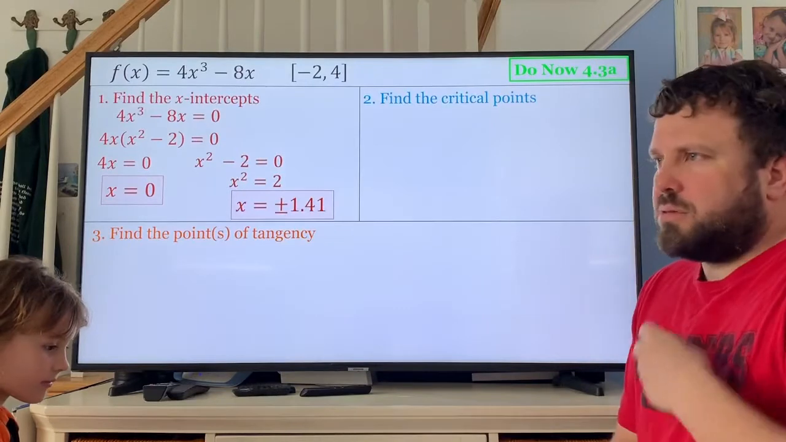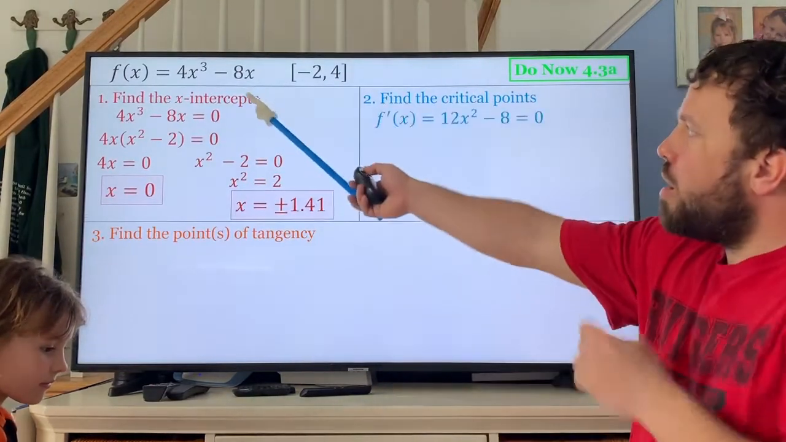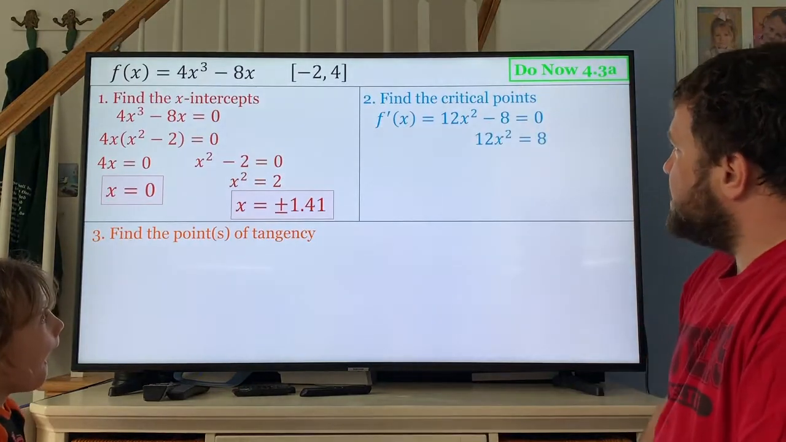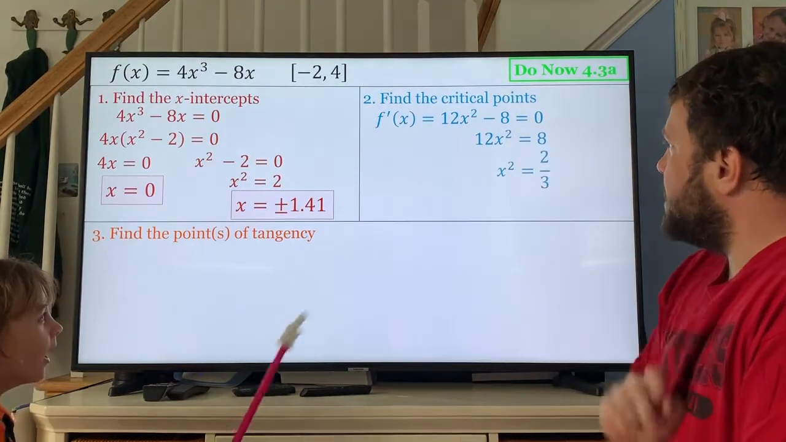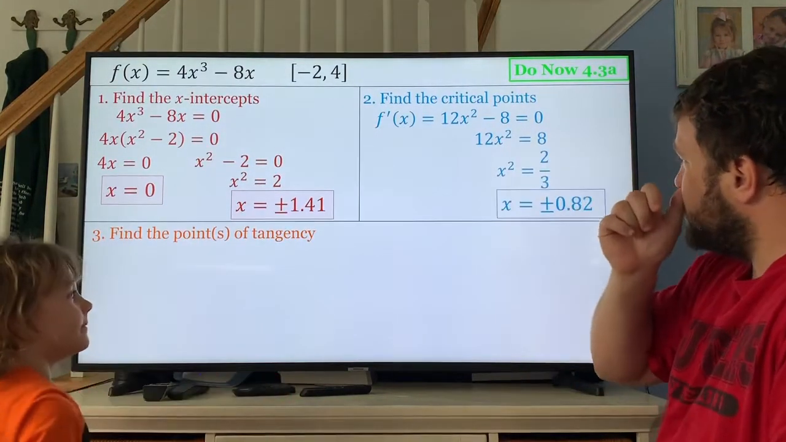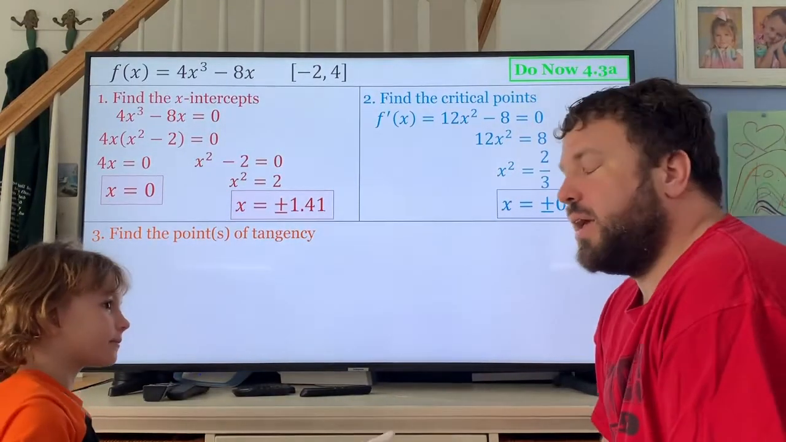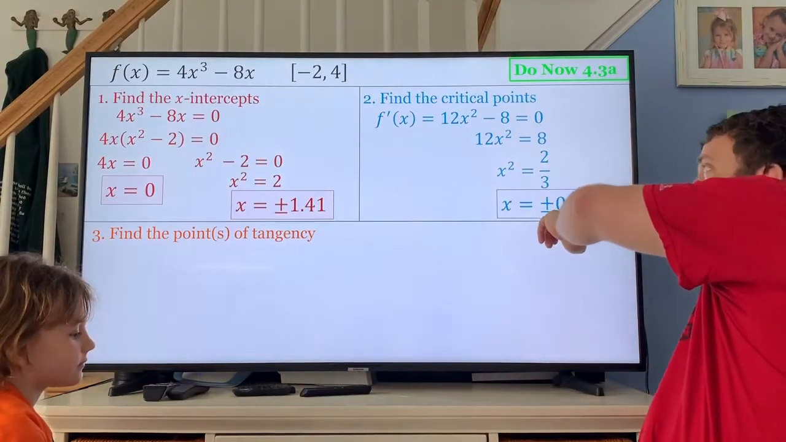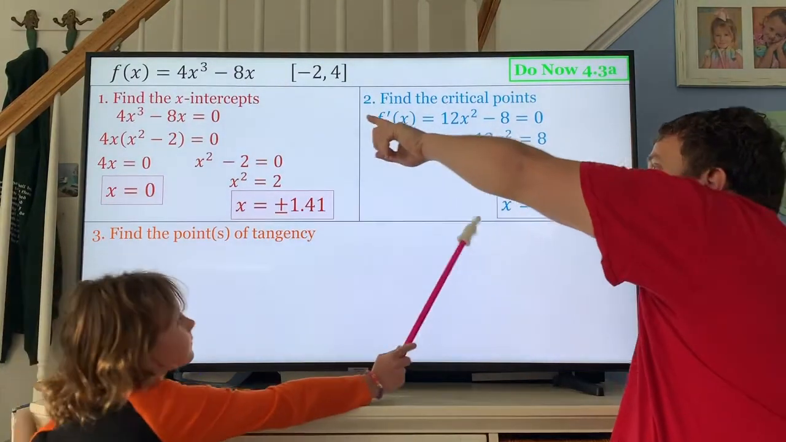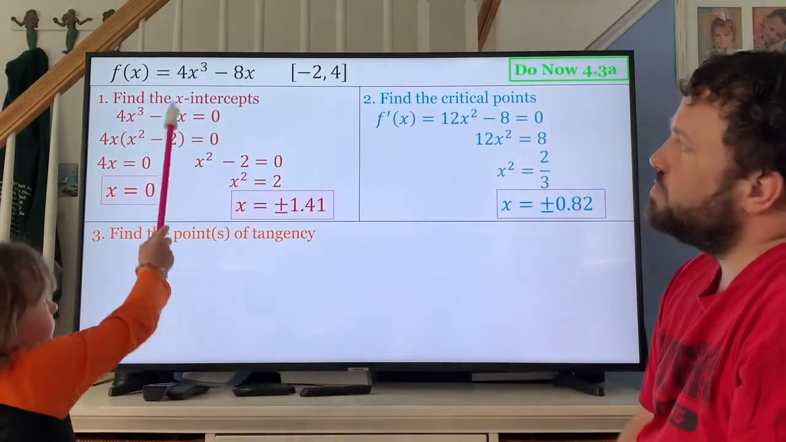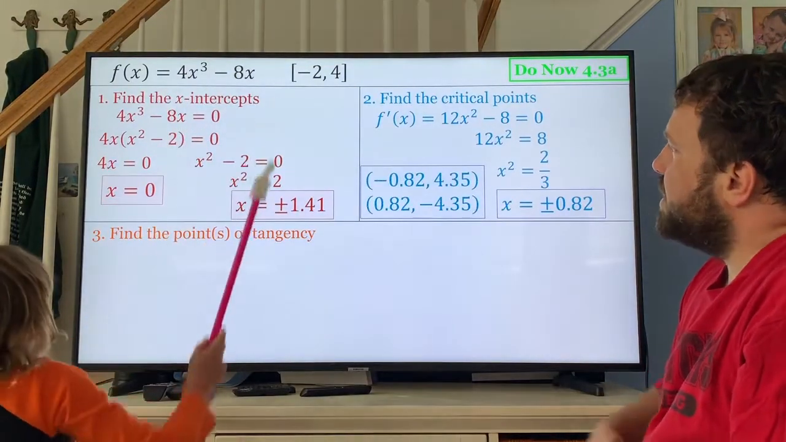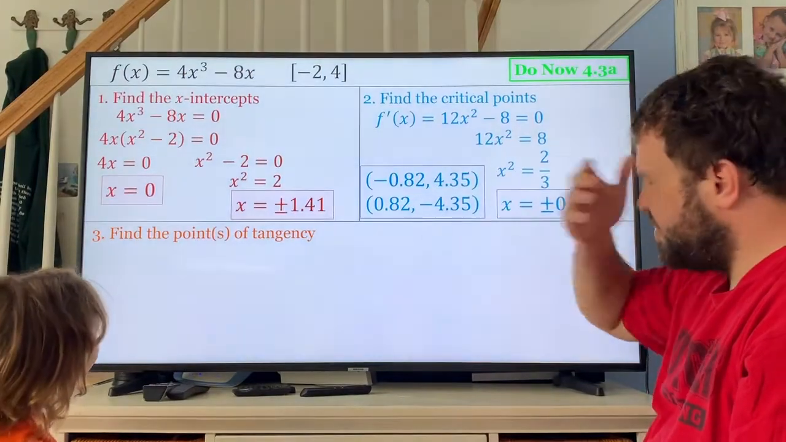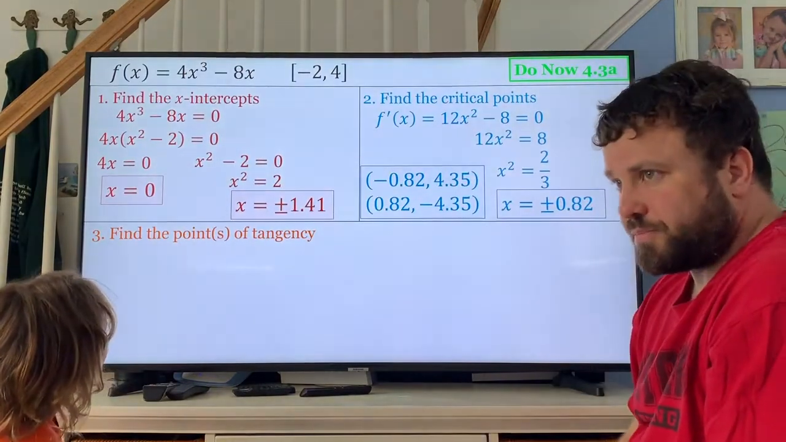Find the critical points. What you do is take the derivative of the equation and set that equal to 0. Add the 8 to both sides. After you add the 8, divide by 12. You get 2/3. The square root of 2/3 is plus or minus 0.82. Now, once you find the x values, which are your critical numbers, take these two numbers and plug them into the original equation. Perfect. And you get negative 0.82, 4.35, and positive and negative.